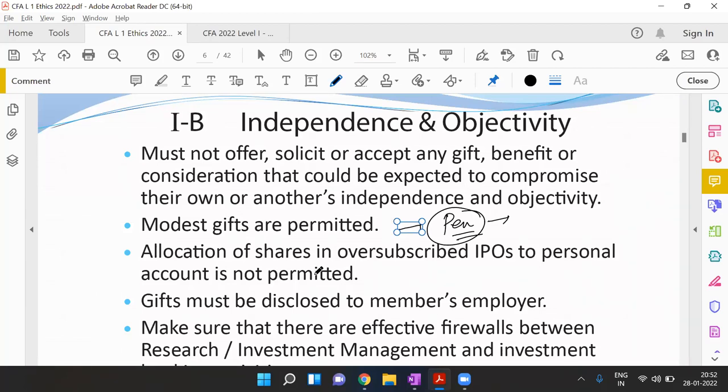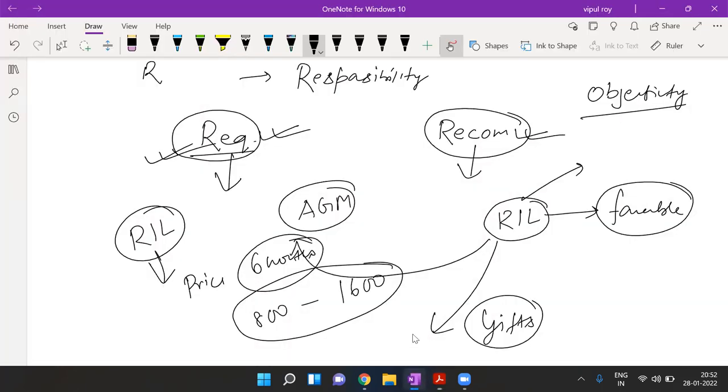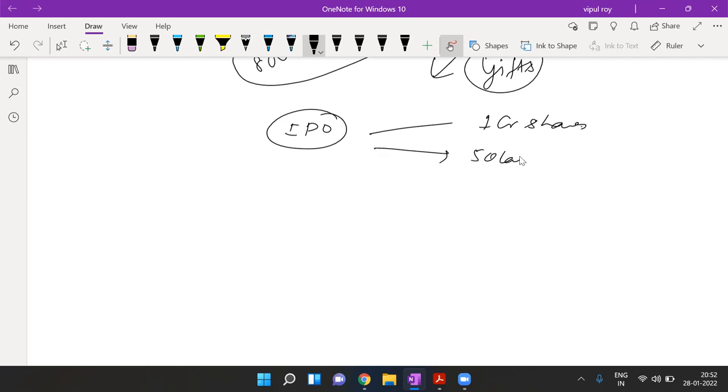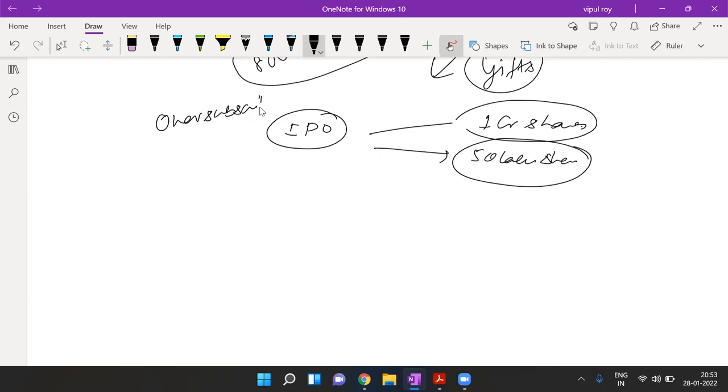The third point says allocation of shares in oversubscribed IPOs to a personal account is not permitted. What does it mean? You are an investment banker, and you are doing allocation of shares. Let's say for an IPO, applications came for 1 crore shares, and the company had to issue only 50 lakh shares. So the public issue was for only 50 lakh shares and applications came for 1 crore shares, which means it is oversubscribed.